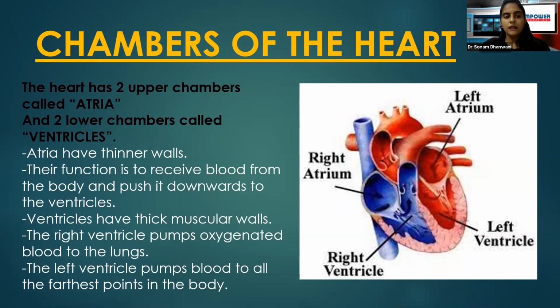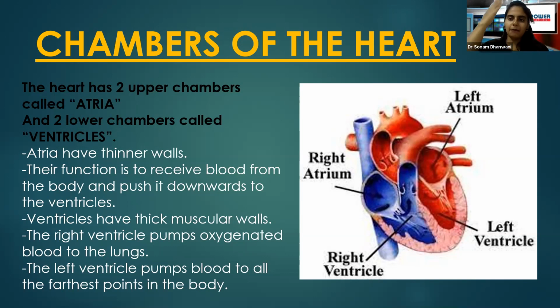So atria have thinner walls. Their function is to receive blood from the body and push it downwards towards the ventricles. So now these atria are going to get blood from all over the other parts of the body. And what they do is they push this blood downwards into the ventricles. And then from this ventricle, the blood will go to the lungs, get purified. And then it further gets passed on to all other parts of the body. So basically, ventricles are playing the role of firstly taking the oxygenated blood and then supplying it to all parts of the body.